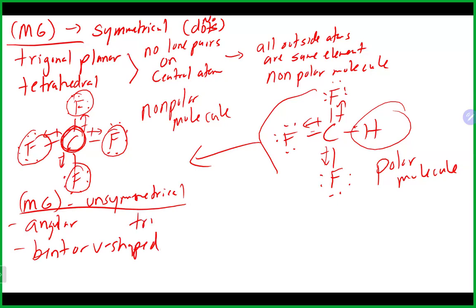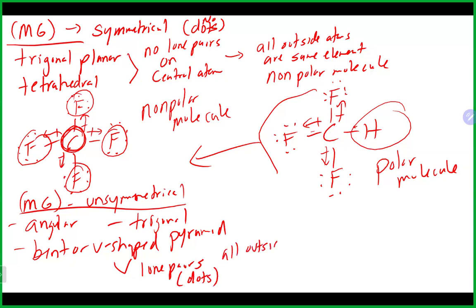And trigonal pyramid. Hey, there we go. So what all these have in common is when you draw the central atom, you have lone pairs. Or to be very crude about it, there's dots there when you draw your Lewis structure on the central atom. And if all the outside atoms are the same, it will be a polar molecule.